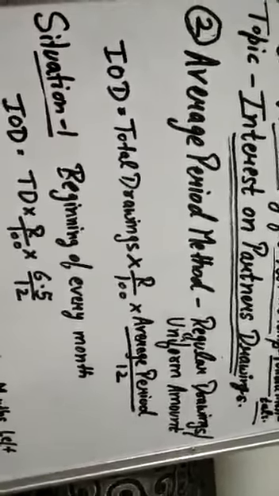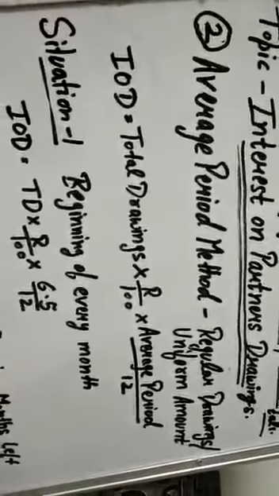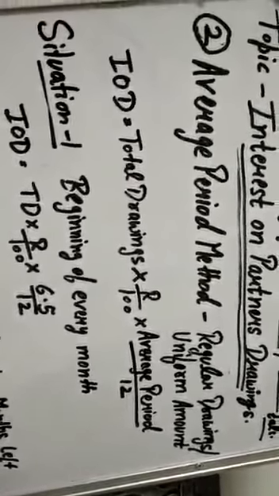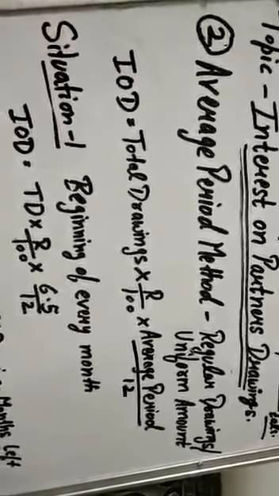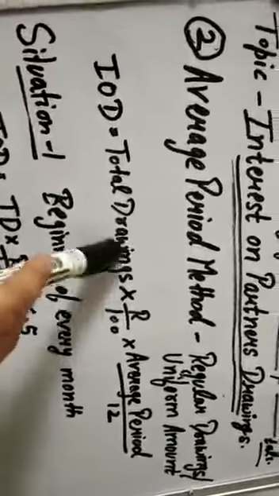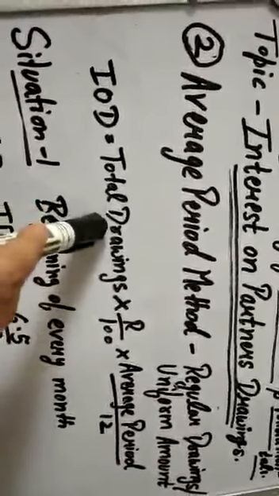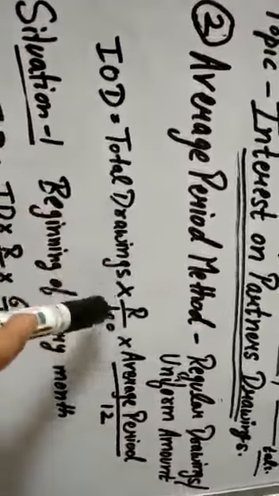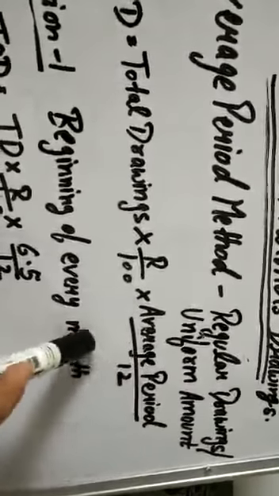If this is the condition, then you will calculate interest on drawings with the help of the average period method. And what is the formula of the average period method? How will you calculate interest on drawings through this method? The formula is total drawings, meaning the total amount the partner has withdrawn, multiplied by rate over 100, multiplied by average period over 12.